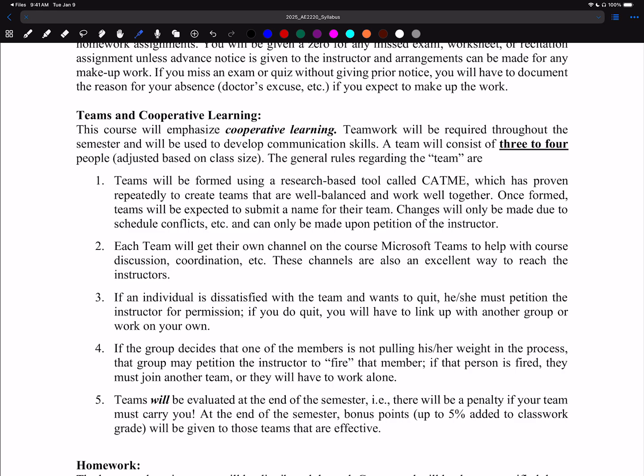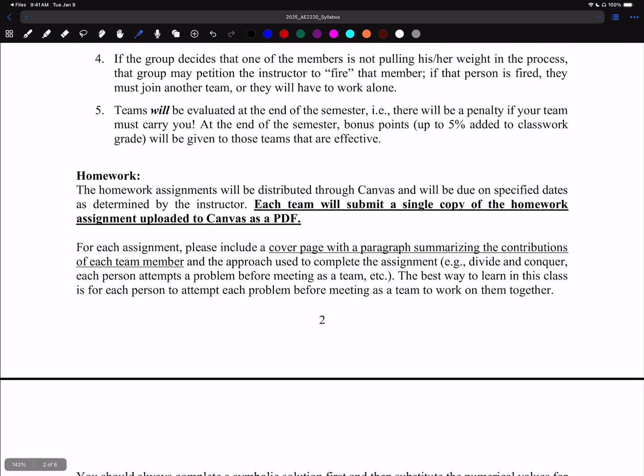Your teams will be evaluated on the way you work together. I mentioned worksheets. That's one way we're going to evaluate your teams. And at the end of the semester, we're going to evaluate how you performed in your teams, and depending on how well you did, you're going to get bonus points up to 5% of the classwork grade. Okay, so let's talk about homework.